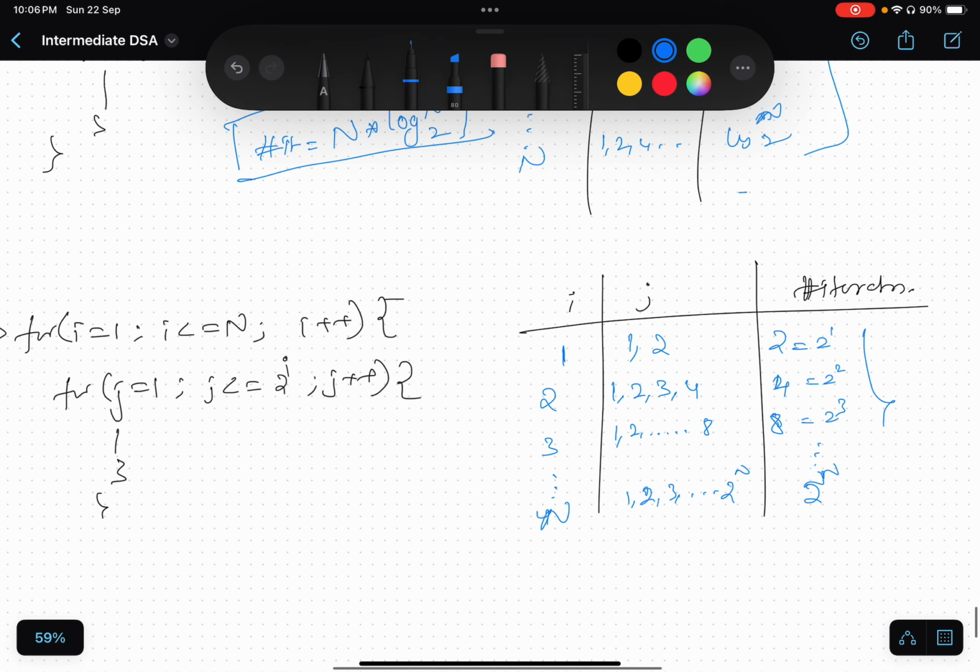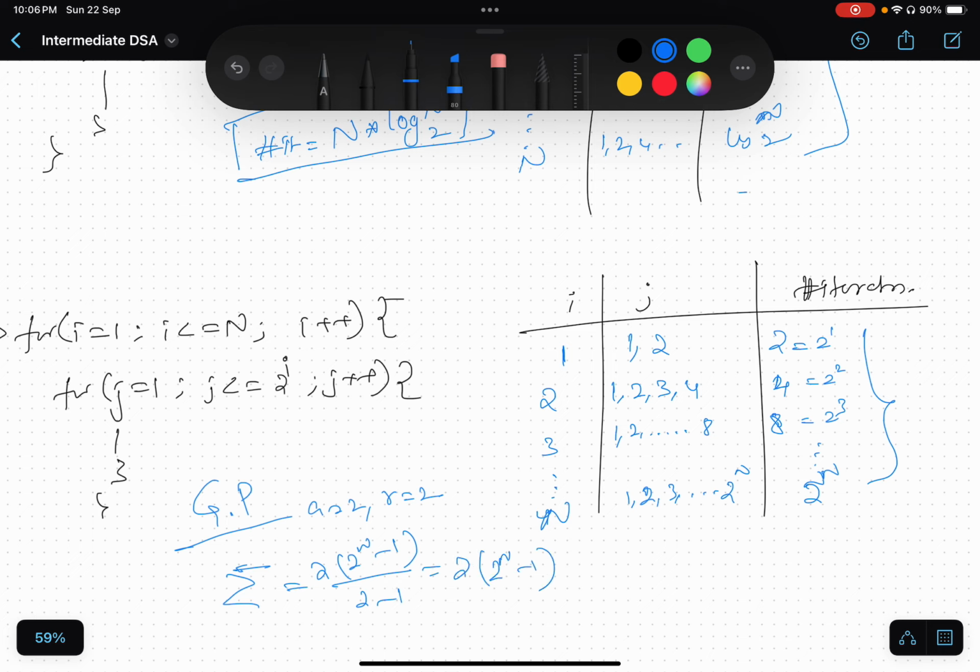So if you see, my sum of iterations is in geometric progression. That was in a previous class that we discussed. Here a equals 2, and from the series r equals 2. My sum would be 2 into (2 power n minus 1) by (2 minus 1), which is equal to 2 into (2 power n minus 1). So the iterations are 2 into (2 power n minus 1).